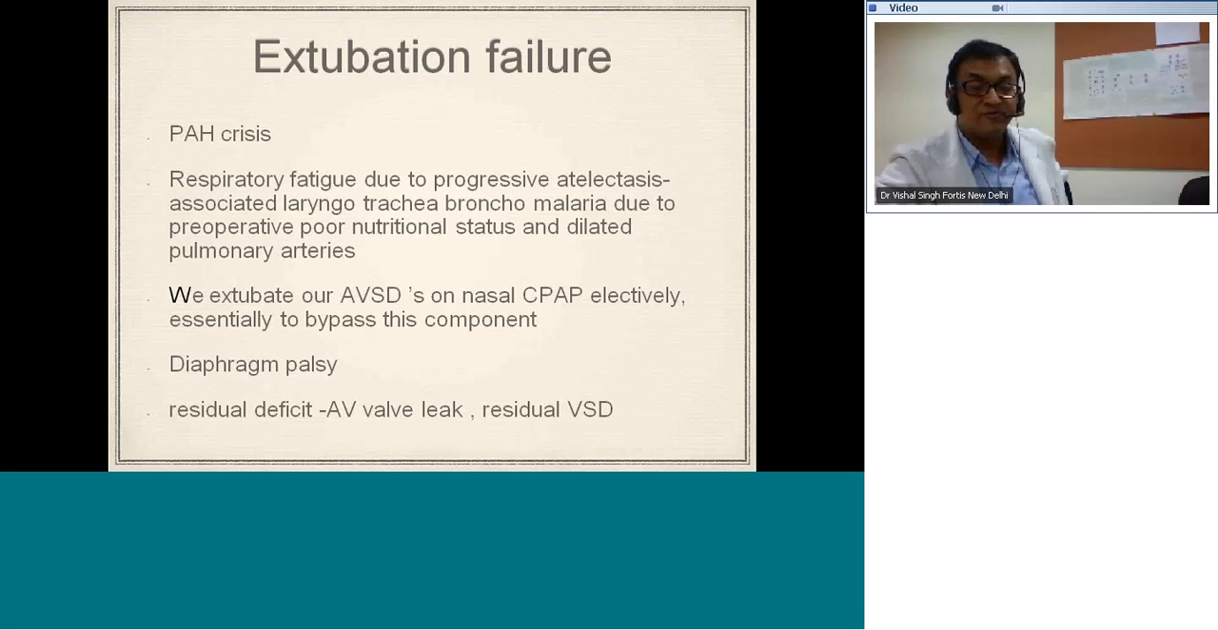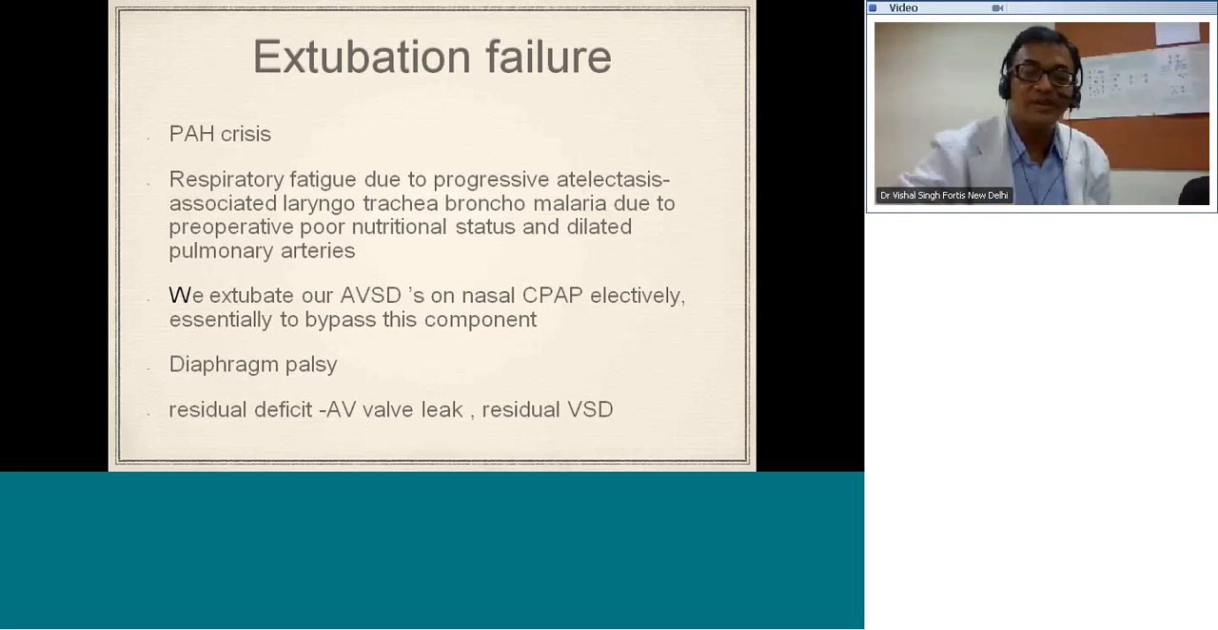Diaphragm palsy, if not checked and you missed it, can bounce back on you. And if there's significant AV valve leak, as I mentioned earlier, or a residual VSD in an AV canal, the moment you reduce the ventilation or take off the ventilator, you will have severe pulmonary congestion and you will have to go back.